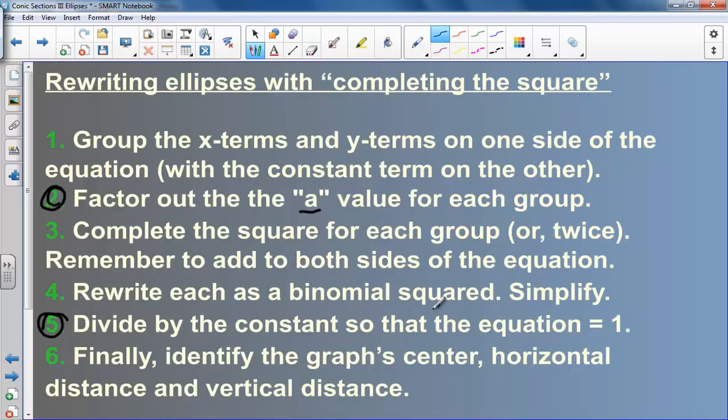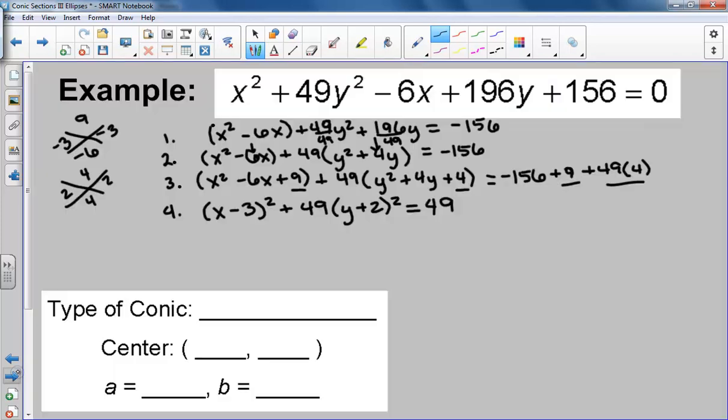So we rewrote each as a binomial squared. We simplified. So we are right here. This was the other thing that was new. I need to make that equal to 1. So I'm going to divide everything by whatever my constant is. So this is going to be x minus 3 squared over 49 plus 49 times y plus 2 squared over 49 is equal to 49 over 49.